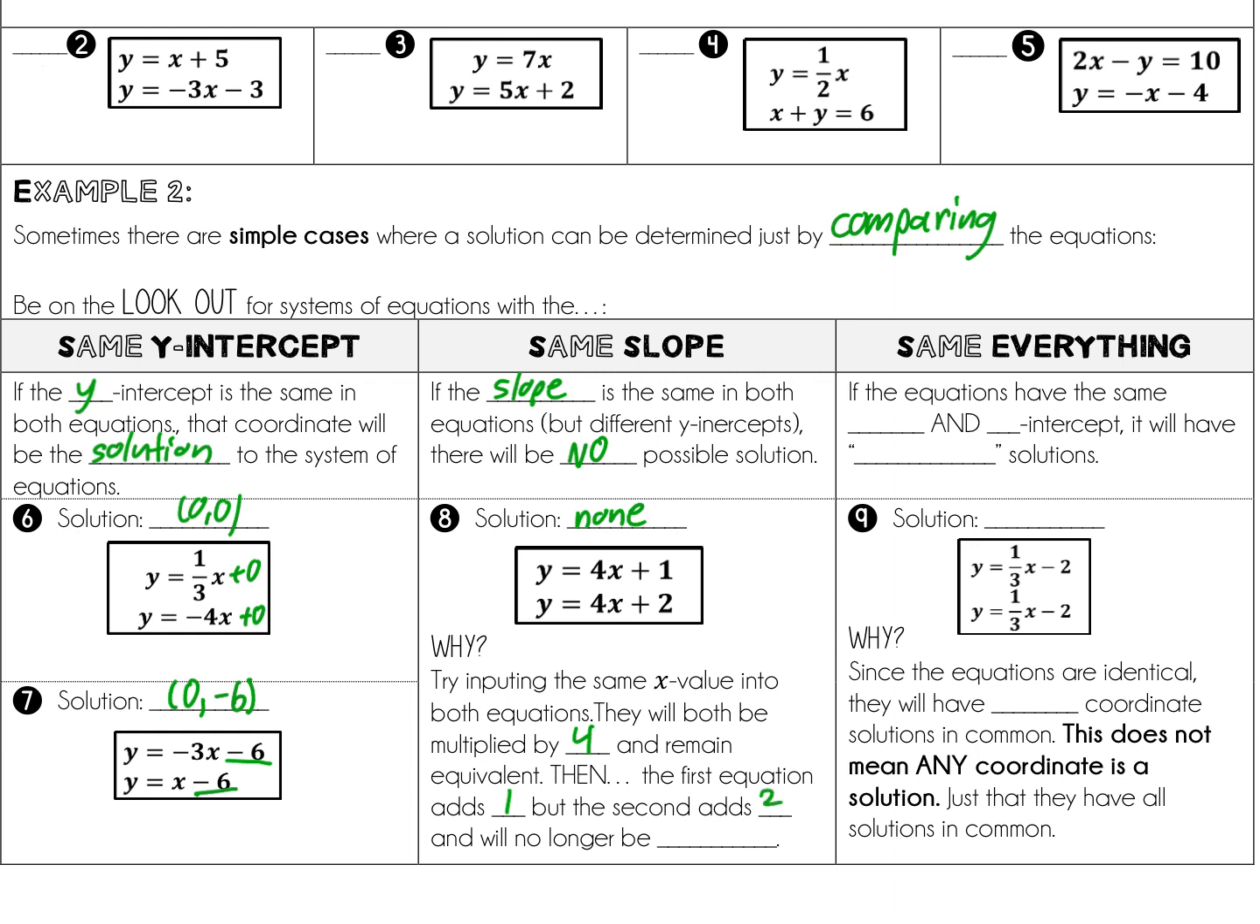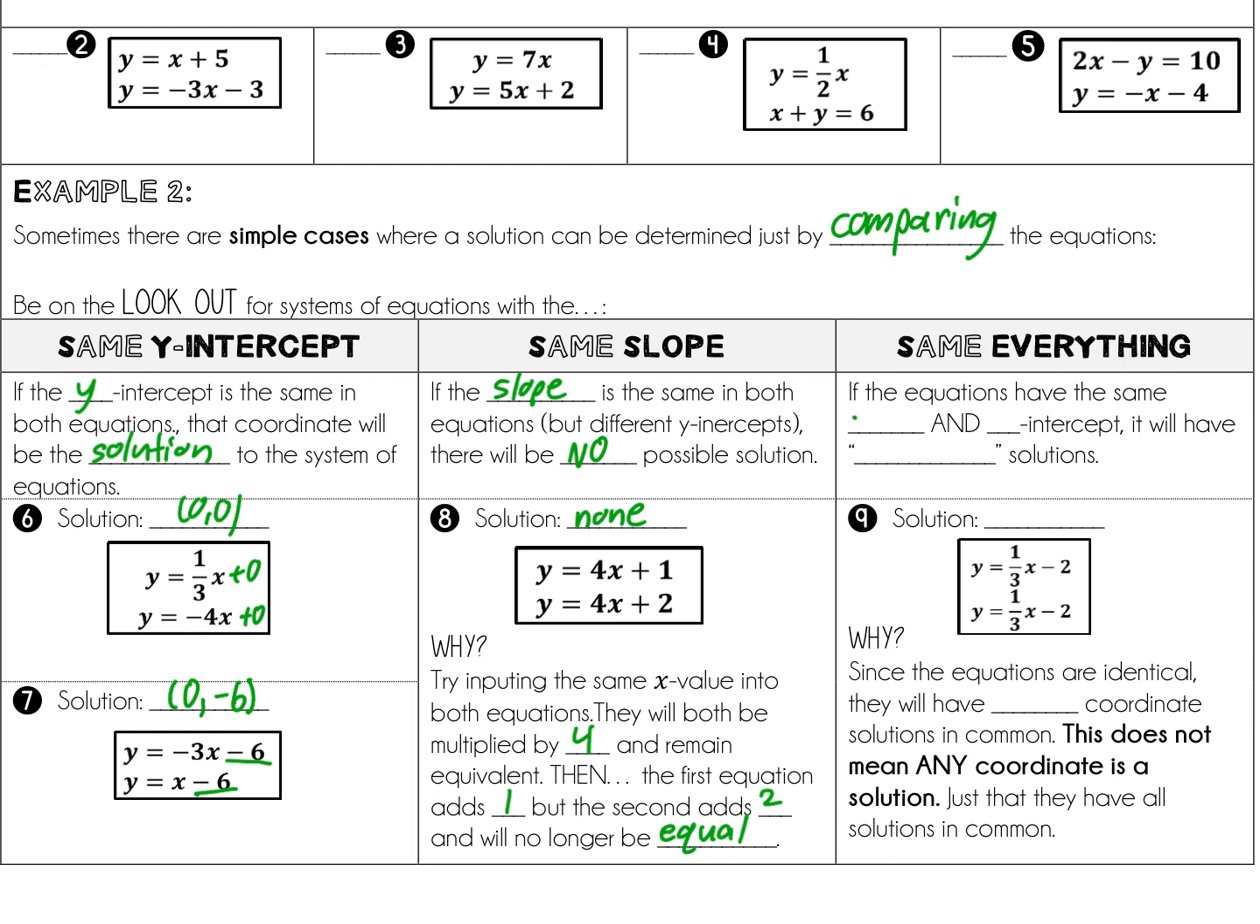Now, why is this true? Well, try inputting the same x value into both equations. They will both be multiplied by 4 and be equivalent still. However, the first equation will add 1 while the second equation adds 2, making them no longer equal.